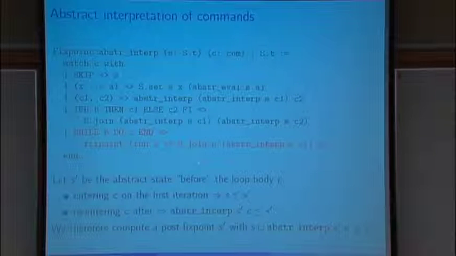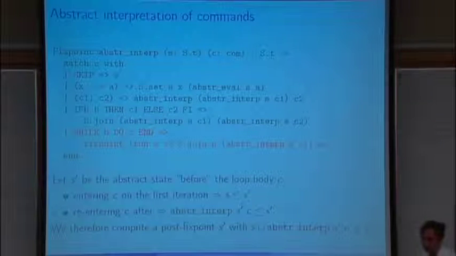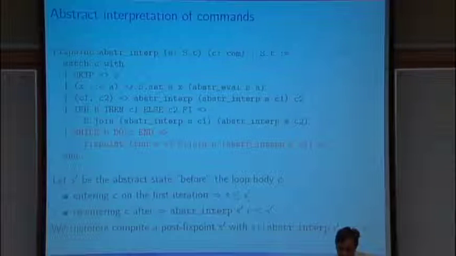So basically, we want the, let's see, what am I saying here? If S prime is the abstract state before entering the loop body C, then in the first iteration we enter with S, so S prime must be no more precise than S. But then if we've done at least one iteration, then we are now in abstrinterp S prime C, and that must be no more precise than S prime. And so again, we are looking for a postfixed point S prime that satisfies this inequation. And we do that by a fixed point iteration, as we saw yesterday.